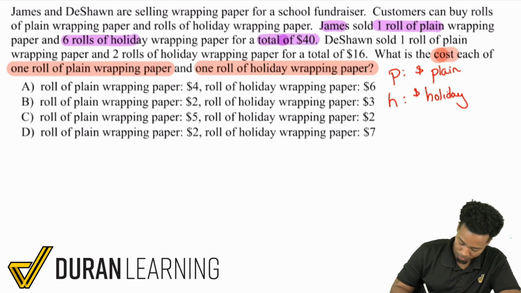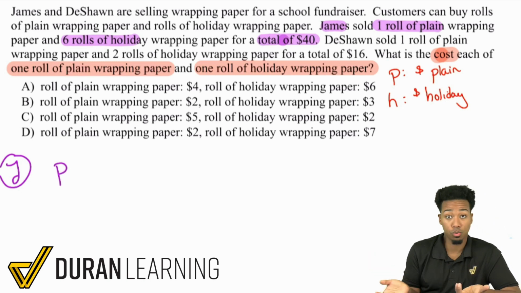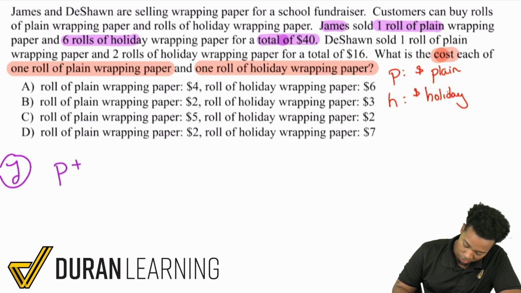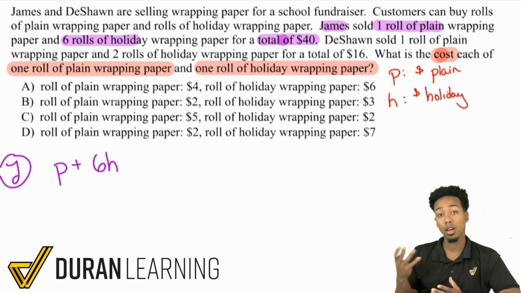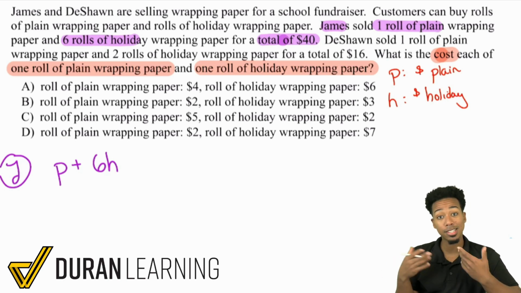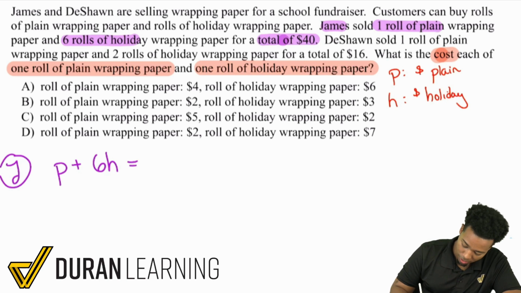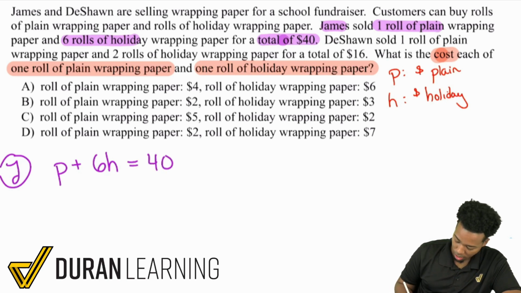Write that out. So James, right over here, 1 roll of plain. So the cost is just P, because it's just one of them. And then from there, we have 6 rolls of holiday wrapping paper, so 6H, because the holiday wrapping paper costs H amount, and then you multiply that by 6, because it's 6 rolls. If you add all of that together, you'll get that total of $40.